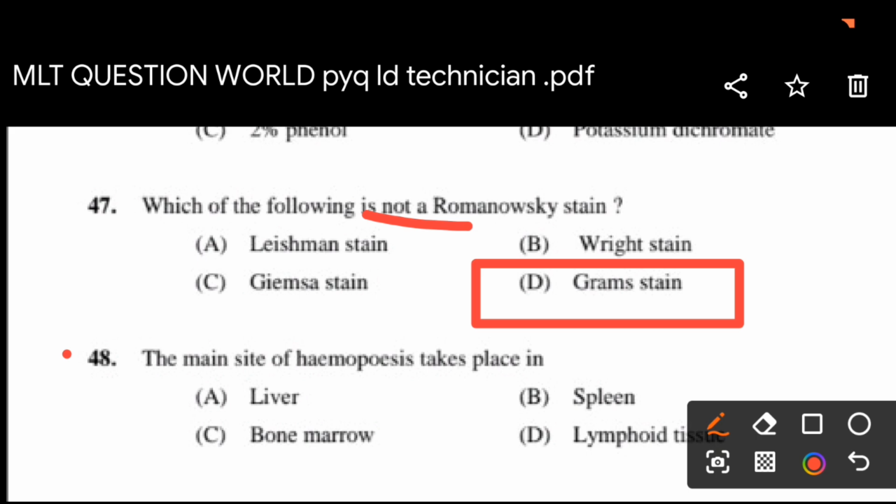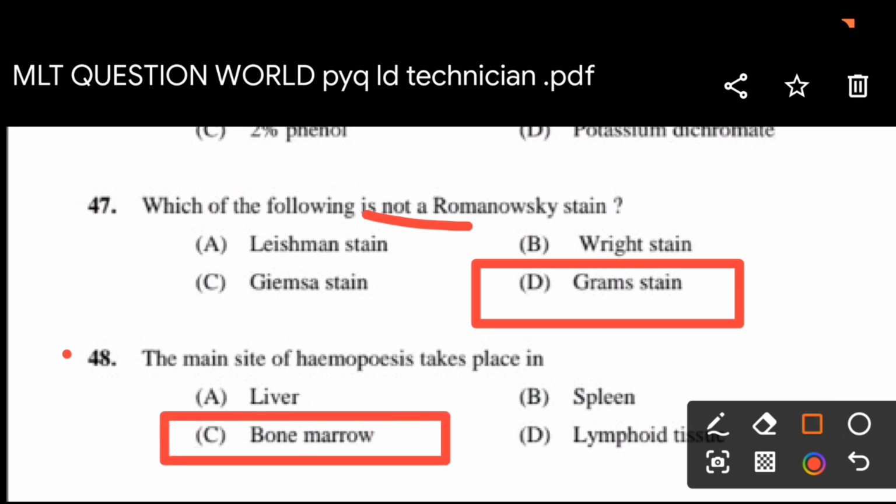Next one. The main site of hemopoiesis takes place in liver, spleen, bone marrow, lymphoid tissue. The right answer is bone marrow. Main site of hemopoiesis is bone marrow.